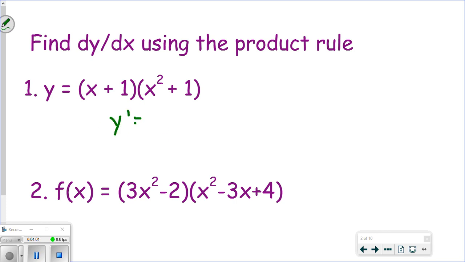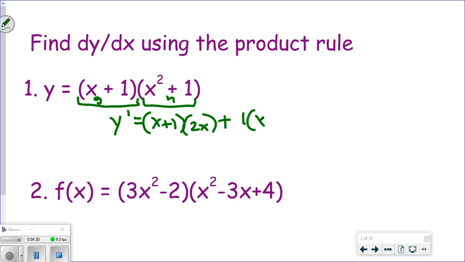So if we look at this one, this is our g of x function. This is our h of x function. So the product rule tells us to keep the g function the same, multiply it by the derivative of the h function, and then we're going to add it. Now we find the derivative of the g function, the derivative of x plus 1 is 1, and multiply it by the h function. So we just clean that up a bit. So we have 2x squared plus 2x, and then plus 1x squared plus 1.